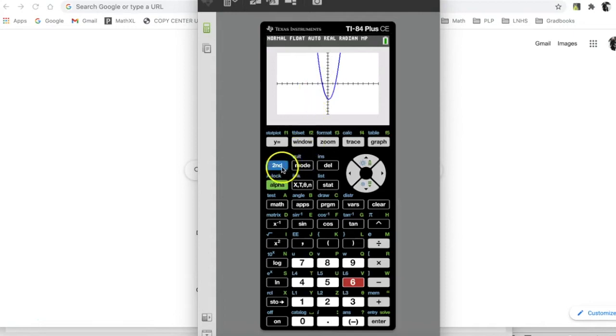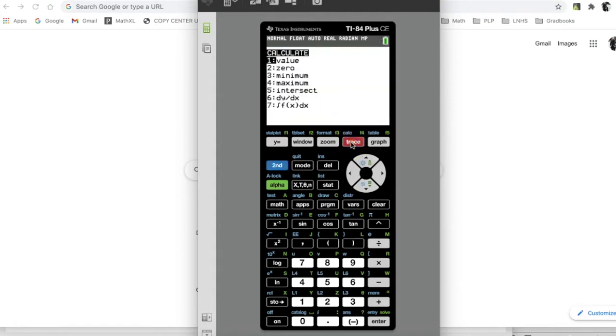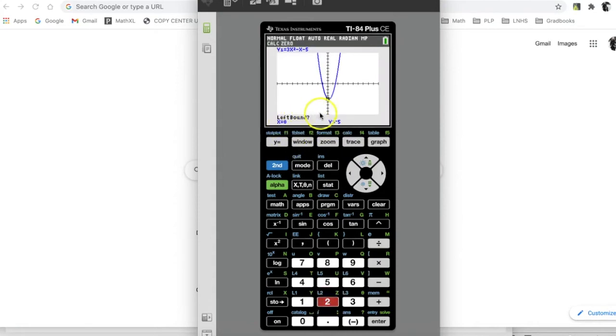So we're going to go to second calculate. So our second button and then our calc, which is above trace. And then we want to find the zeros of our parabola, which is where it's crossing the x-axis. So we'll say 2. Now it asks a question, so it wants a left boundary. So I want to find this 0 here on the left. So I'm going to put in a number for x that is clearly to the left of where that is intersecting. So I'm going to put in -2. And then I'll press enter. And then it wants a right boundary.